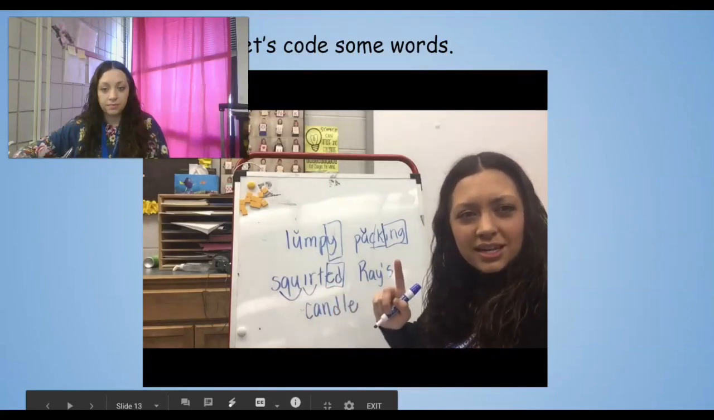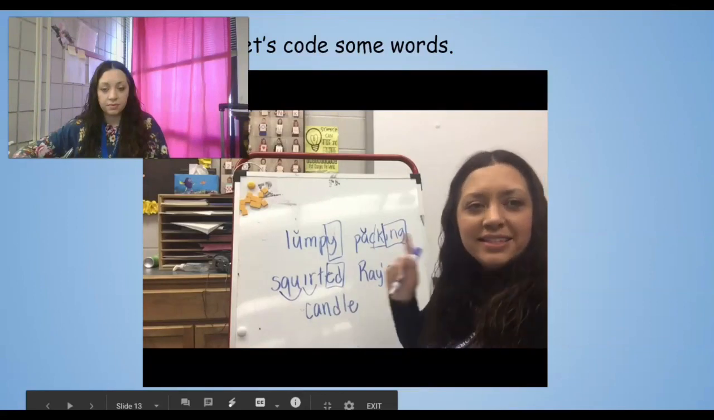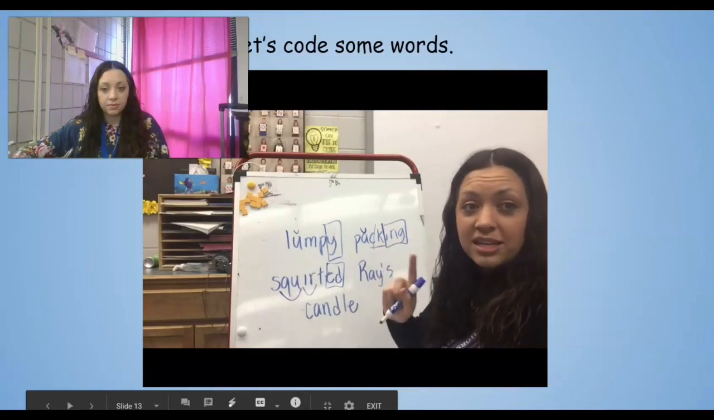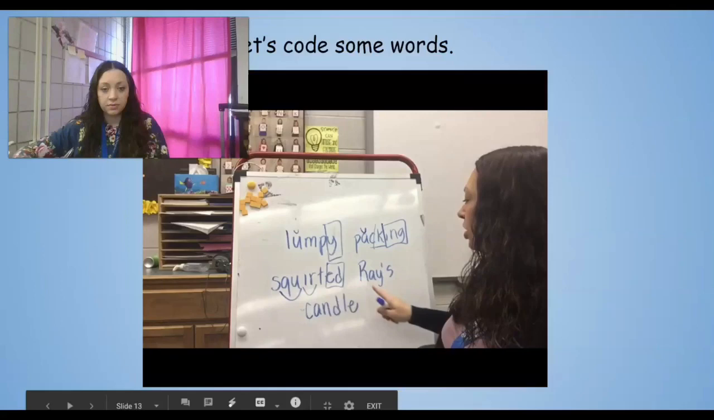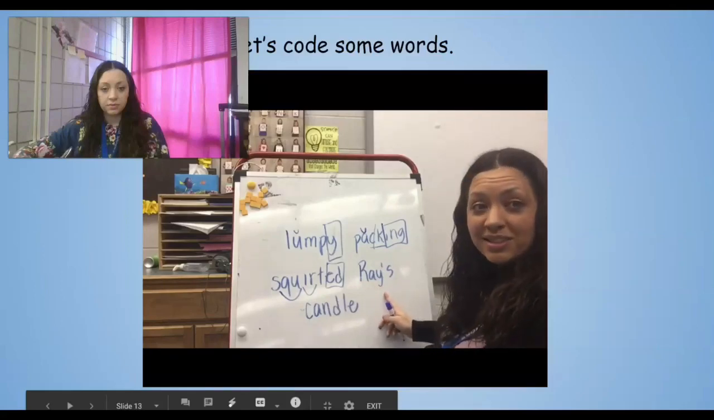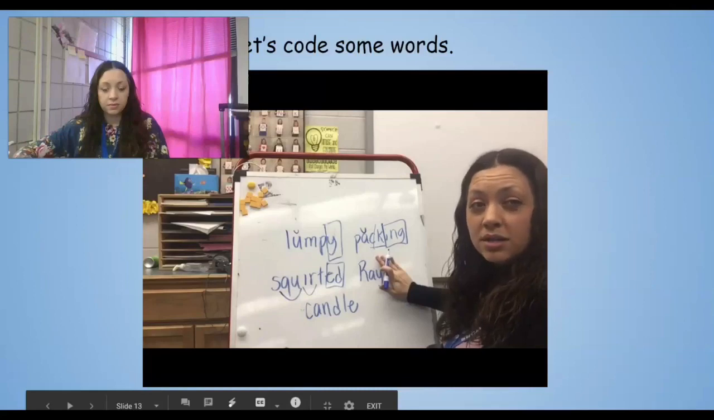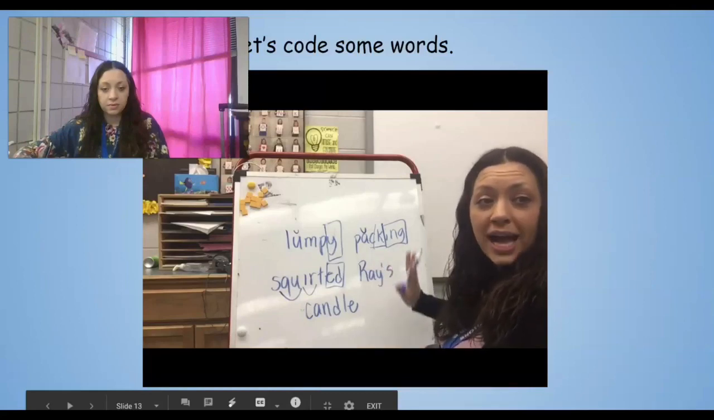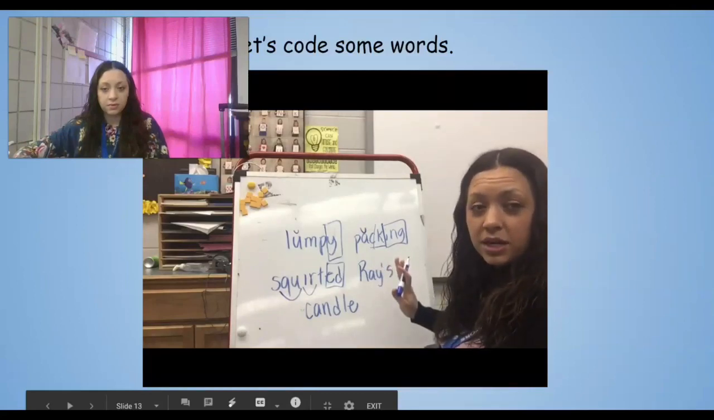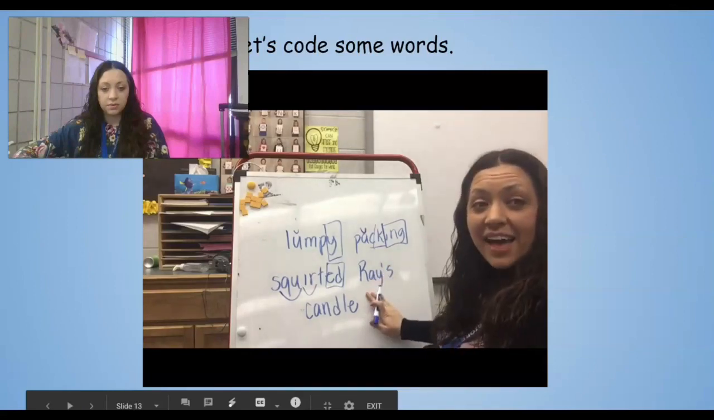Squirted. Ooh, listen to this. Squirted. Ed. This ED makes the ed sound, because remember the ED can make 3 different sounds. So squirted. And then what do you notice about this word? Well, it's got that apostrophe S that means that this belongs to somebody, right? But remember, we're going to act like it's not even there for when we're trying to code.